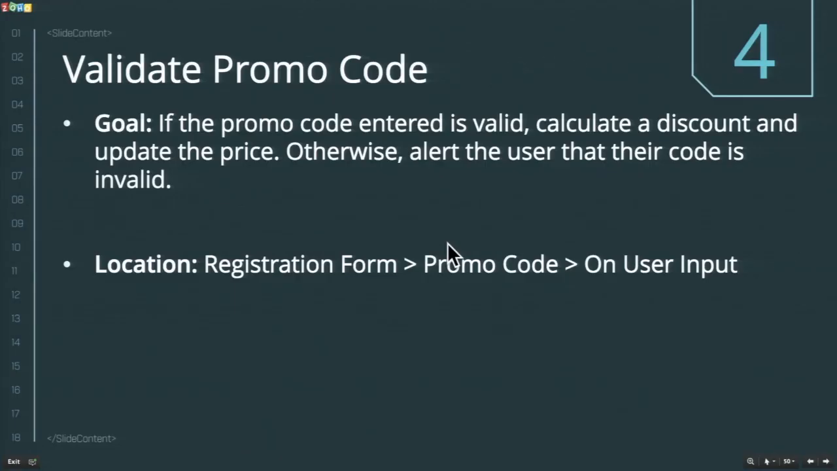So what we're going to do is validate this promo code. Once somebody types a code into their registration, we want to check: is that one of the codes we have saved in this app, right? We want to see if they've actually entered a valid promo code. And then if they have entered a valid one, only then will we apply our discount.